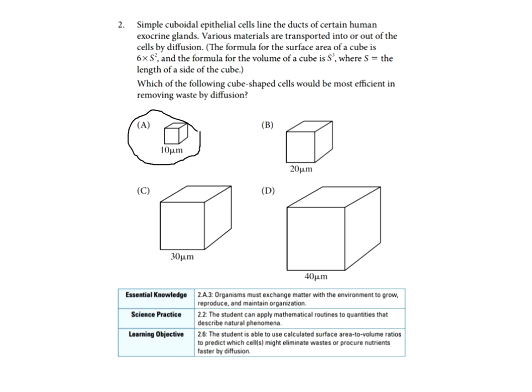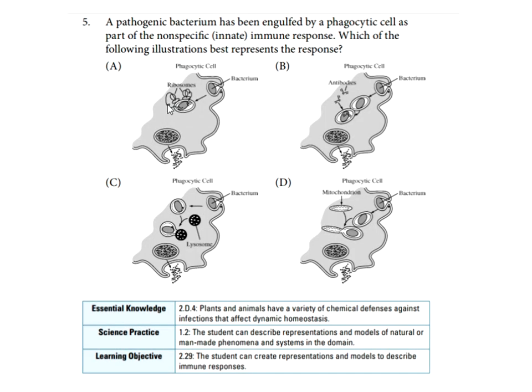Okay. So yes, A is correct, because as you start to move up, we're going to start to get a smaller and smaller ratio. We want a large ratio so that we can get more efficiency. So A is correct. Excellent.